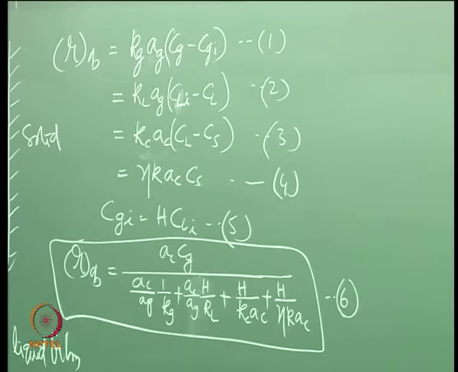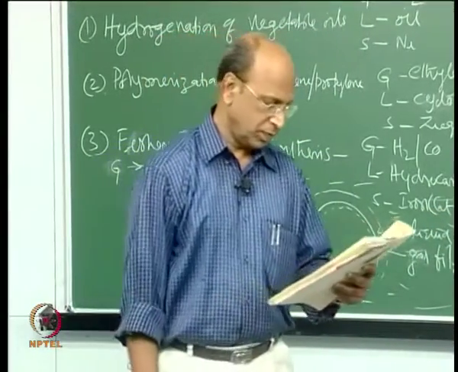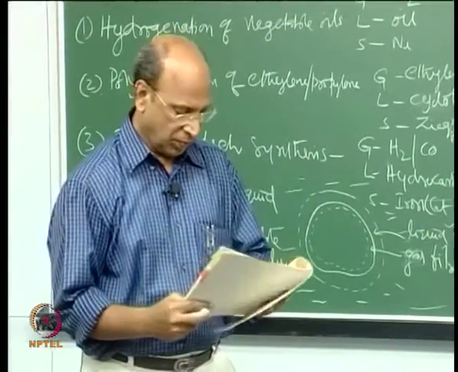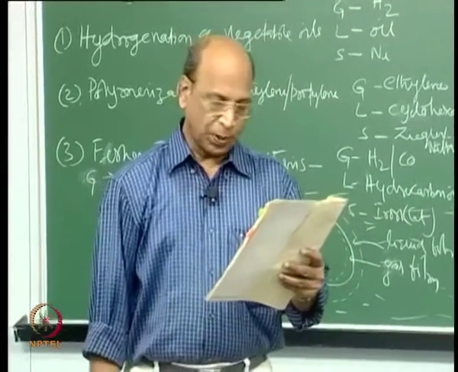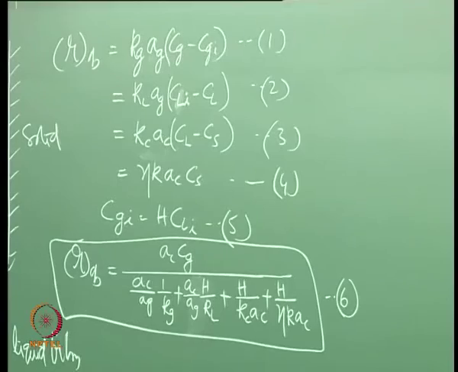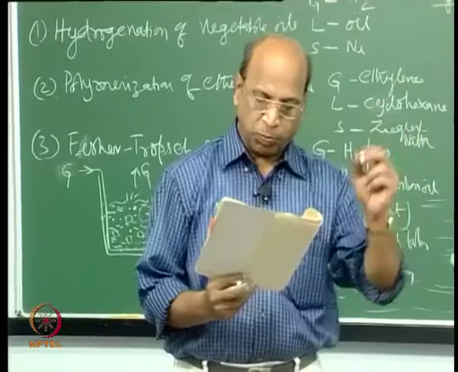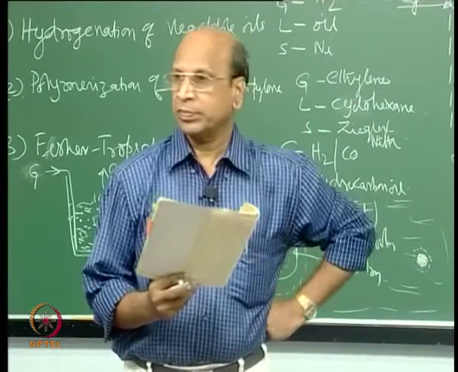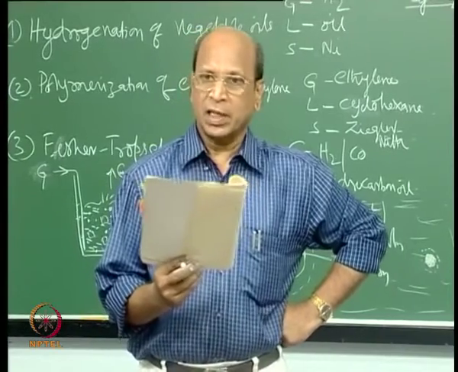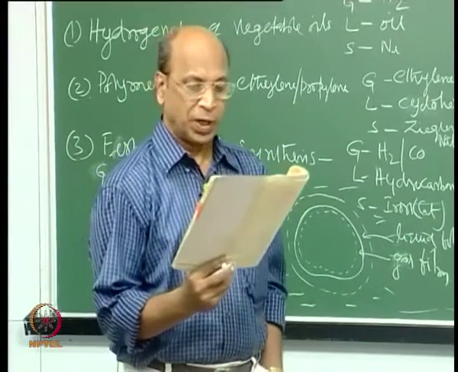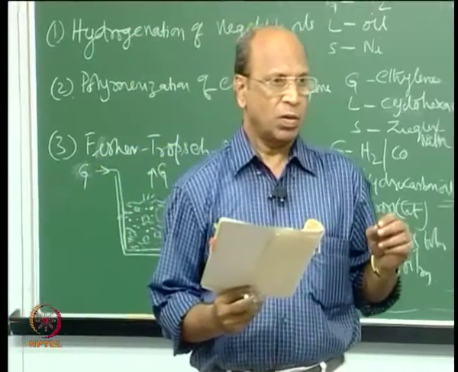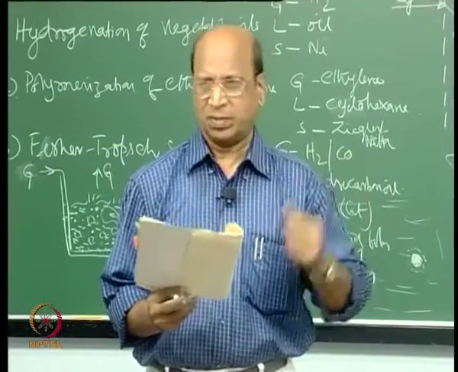Now I have to tell you what is AC. I think all other things we know, all mass transfer coefficients. H is Henry's law constant. AG is bubble liquid interfacial area per unit volume of bubble free liquid, or in the bracket slurry, bubble free liquid. That is bubble liquid interfacial area per unit volume of bubble free liquid or bubble free slurry.